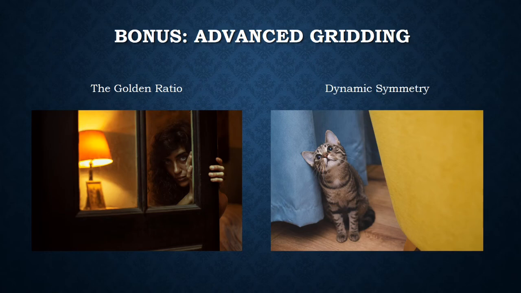Advanced grids. I know I said at the beginning of the program that we would be going over 9 basic rules, but I really wanted to include these 2 advanced grid systems as a bonus round, just to give you something beyond the basics that you can move on to next. These 2 grid systems, the golden ratio and dynamic symmetry, function similar to the rule of thirds, but consider more than just dividing the frame into thirds and squares.